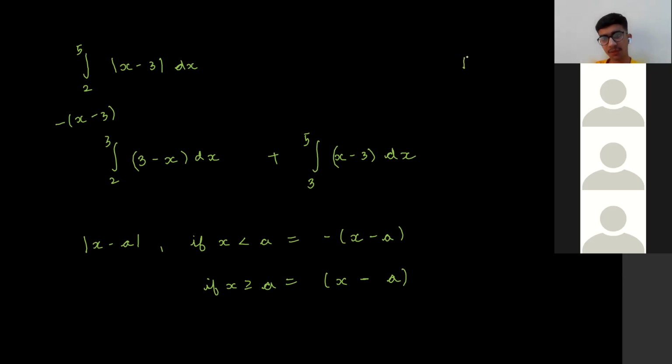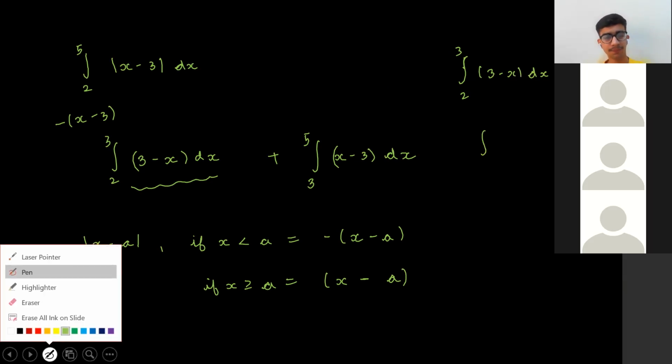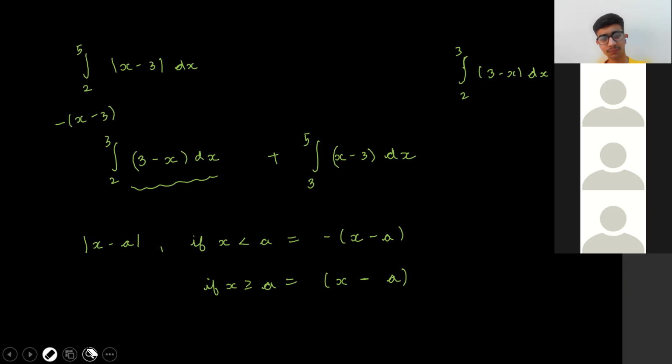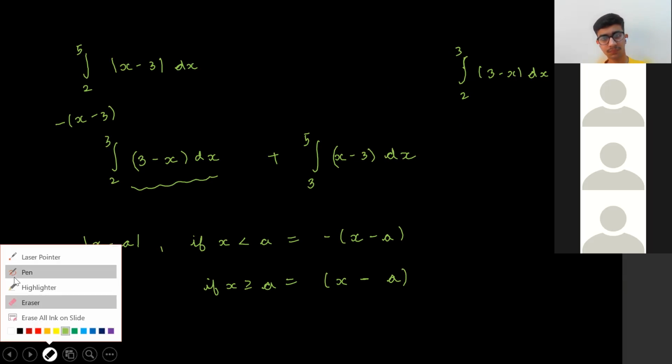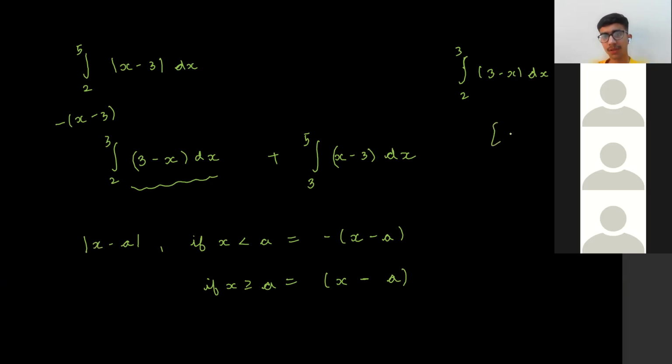I'll do the first one और उसके बाद second वाला एक साथ. Let's say I'm solving this one. So 2 से 3 minus x dx का integration करना. So इसका क्या हो जाएगा, like the integration. So this will be 3x minus x square by 2 from 2 to 3.